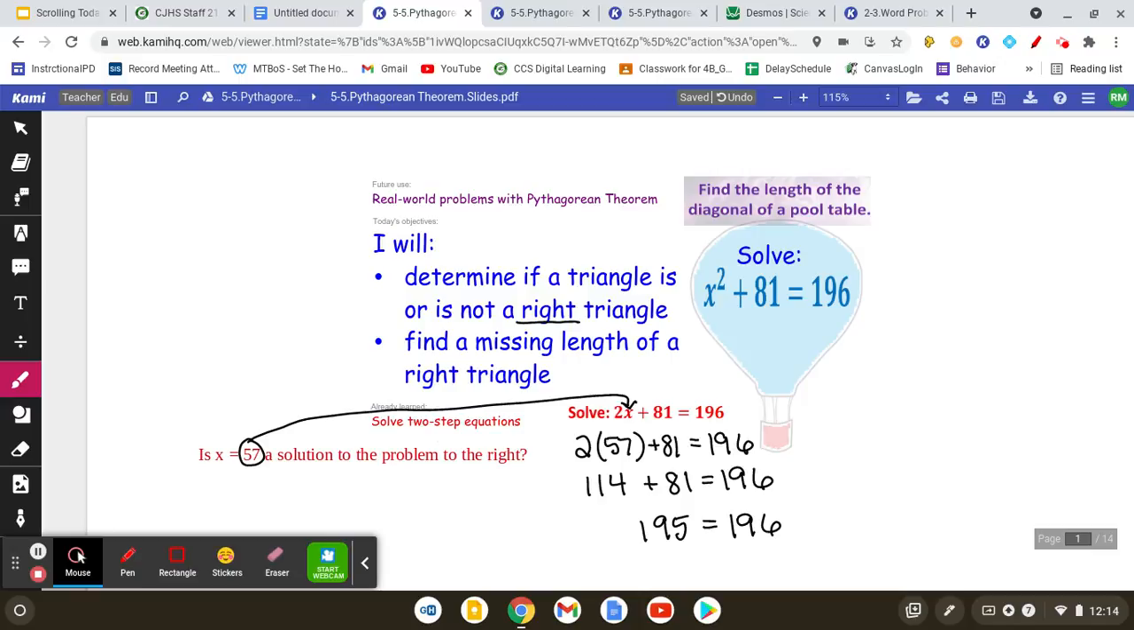Okay, so you should have plugged 57 in where you saw x, and you would end up with 195 equals 196. Well, they do not equal each other. This is not a solution.